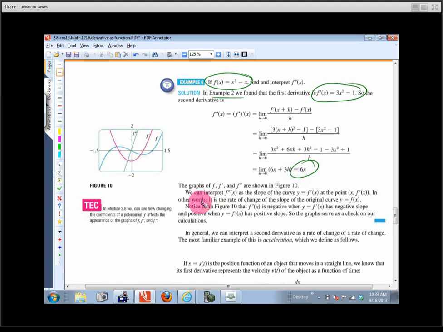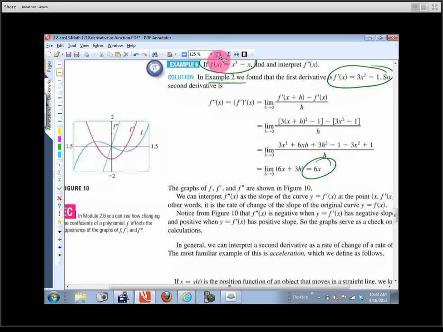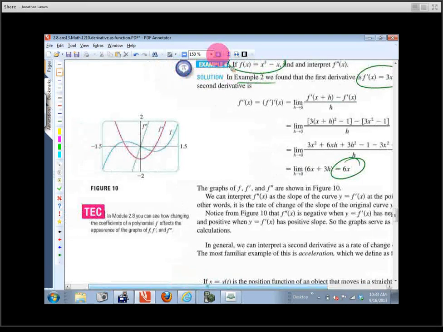And here's what it says. It says something similar to what Peter said. It says we can interpret f double prime as the slope of the curve f prime. Well, if that represents the slope of the original function, we're finding the slopes of the slopes. So if we look over on this picture, and one thing this book tends to do is throw everything all together, and it can be a little bit confusing. So let's take a close look at this diagram and see if we can figure this out.